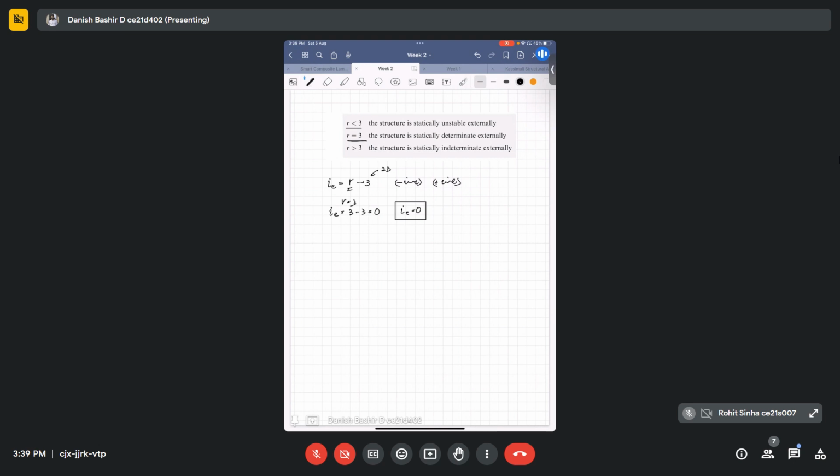So that was just the basics about equilibrium of the structure and what statically determinate and indeterminate structures are. You can look into different problems regarding this. For today's session, we will go through some problems, finding the support reactions and other things.